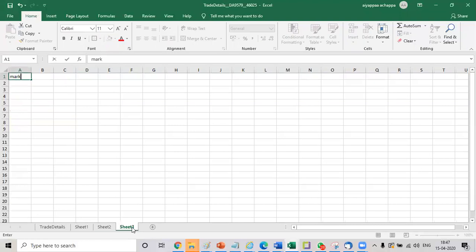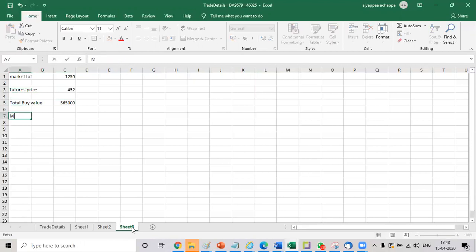So market lot 1,250. The rate at which you are buying, 452. So 452 into 1,250, the total investment is 5,62,000. So the total buy value is 5,65,000. But there is a very important point.